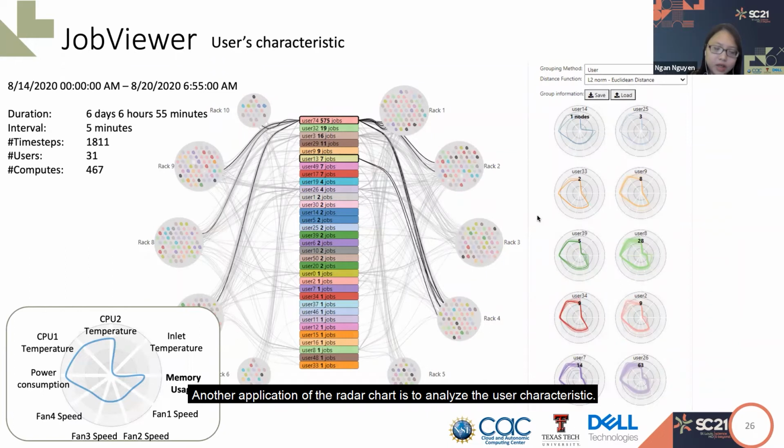Another application of the radar chart is to analyze user characteristics. For example, user 14 is different from other users in high memory usage.